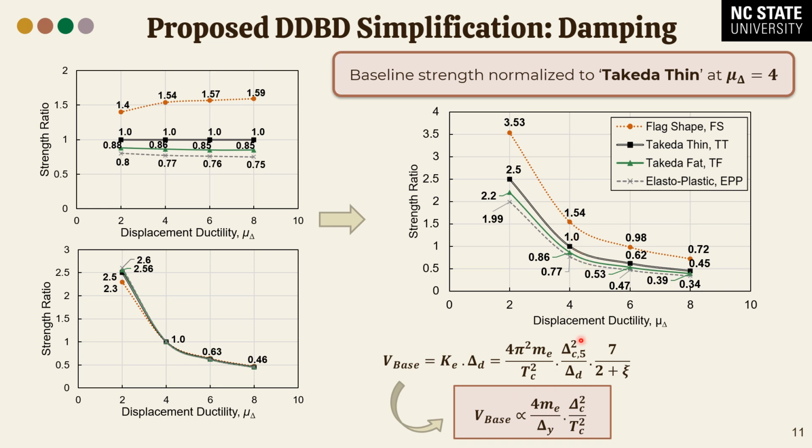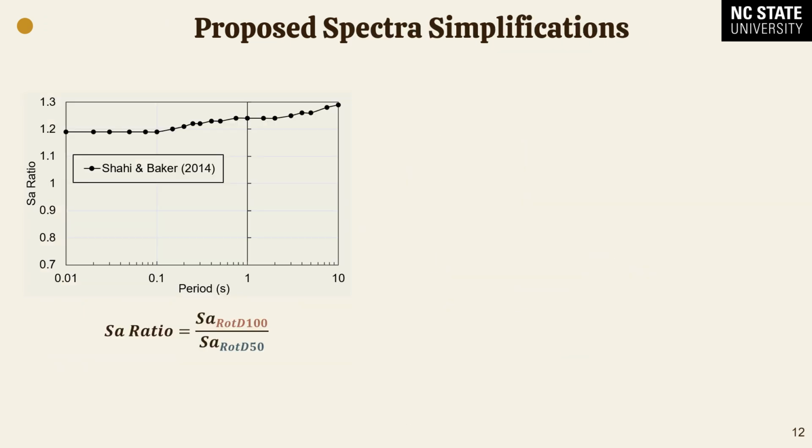So if you get a value from this of 1,000 kilonewtons for your ductility 4 thin Takeda design, but what you really have is fat Takeda ductility 6, well, you multiply that 1,000 kilonewtons by 0.53, and that's your required strength. So I think a very simple way of making these changes.